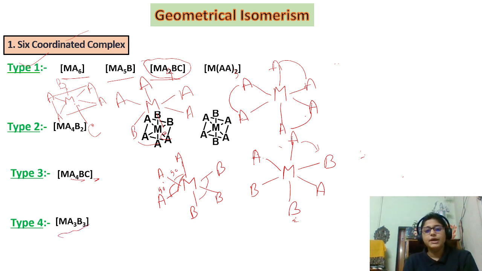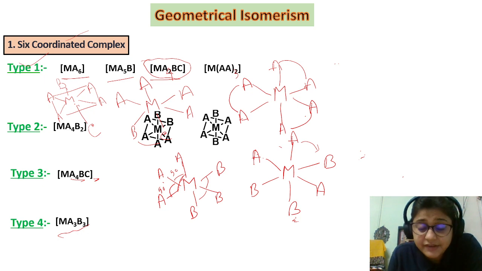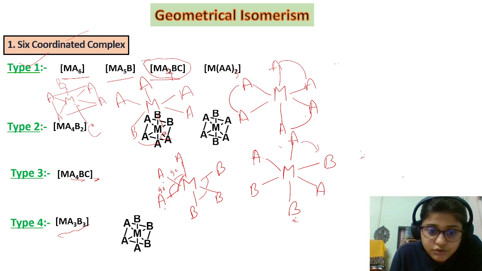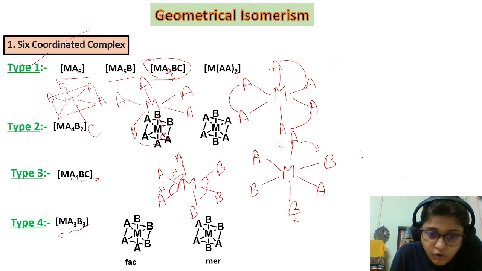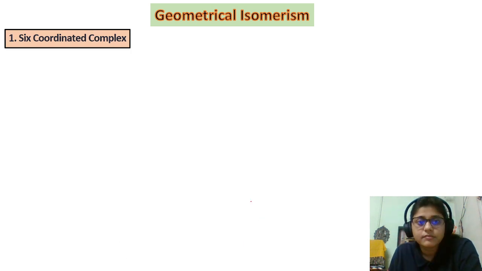It is important, and it also has a different kind of name other than cis or trans. This one, where all A are cis and B are cis, is called FAC, and this is called MER, the other one which is possible. This is very important.